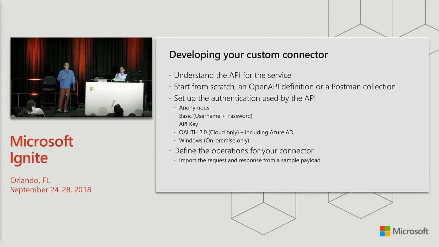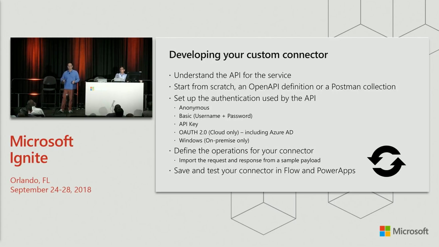And then you define the operations. You start adding the operations. If you have already defined them in your open API definition, that's fine, but you can also use our UI to define the operations as I showed. And then you save and test your connector, and you repeat this over and over again. So this is how you build connectors, basically.